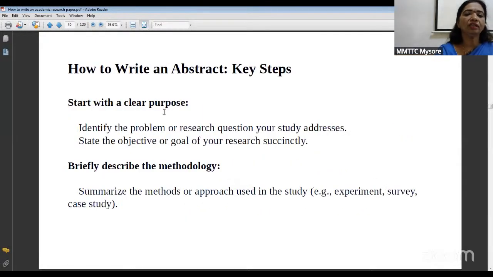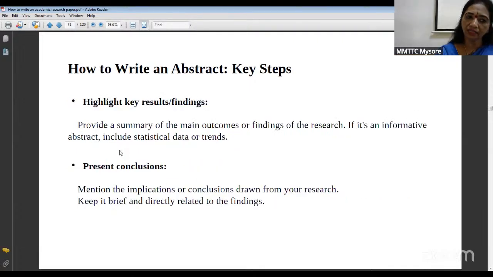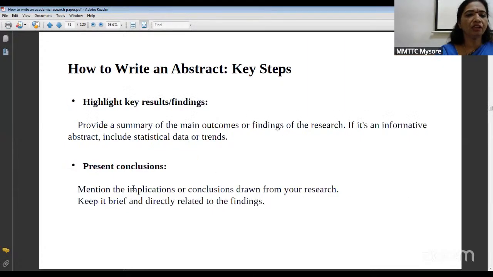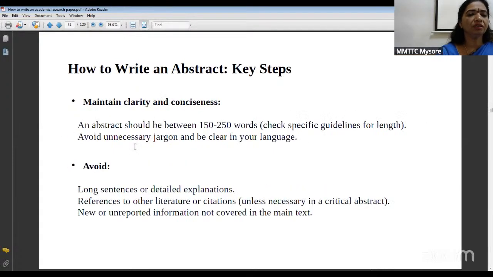Okay, how to write an abstract? So these are the key steps. Start with a clear purpose. So you start with a clear purpose, identify the problem or research question your study addresses, and state the objectives or goals of your research succinctly. Okay, so what you have done, you should state it properly, and briefly describe the methodology. As I already told you, summarize the methods or approach used in the study, highlight the key results, and present conclusions. So one or two sentences for each of these things. So you are going to come out with the abstract.